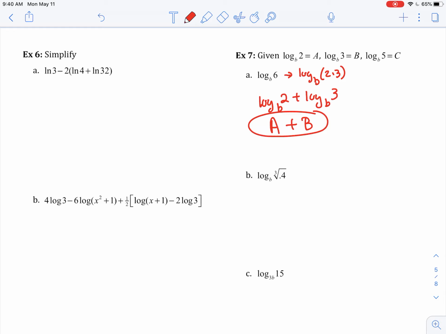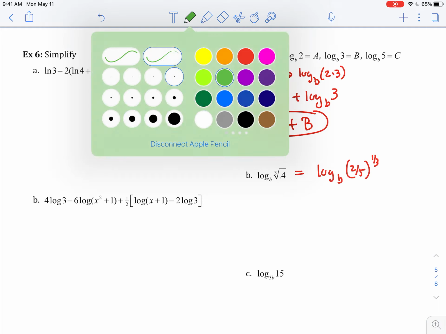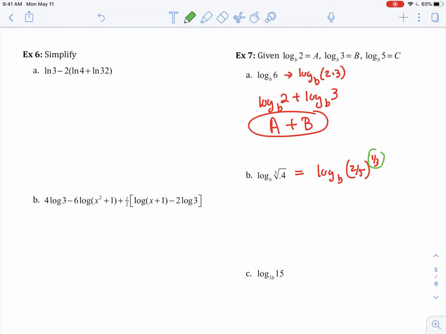On example 7b, the log of the cube root of 0.4 base b, well, I could rewrite that as 0.4 is 4/10 or 2/5, and cube root is 1/3 power. And we know that if you have the log of a quantity to a power, that power can come down in front. So I'm going to rewrite that as 1/3 times the log of 2/5 base b.